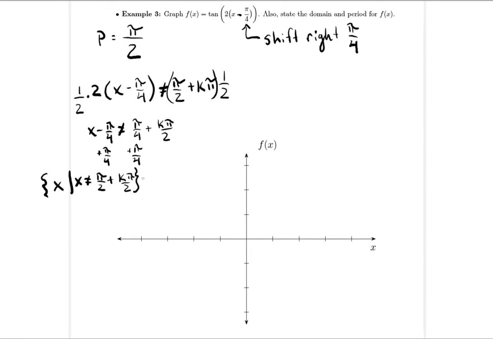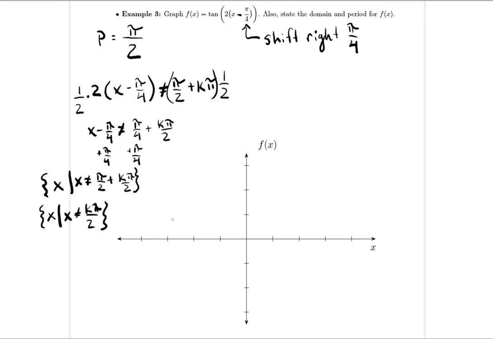But to be quite honest, this is a little bit redundant. K pi over 2 is already a part of that. So you could technically, and I think it'd be a good idea, although on a test I'd probably not be too worried about this, just drop the pi over 2, right? Understand that if you make k equal 1, you get pi over 2. Anyway, this encompasses the same information as just saying this, but that's kind of just an aside there.